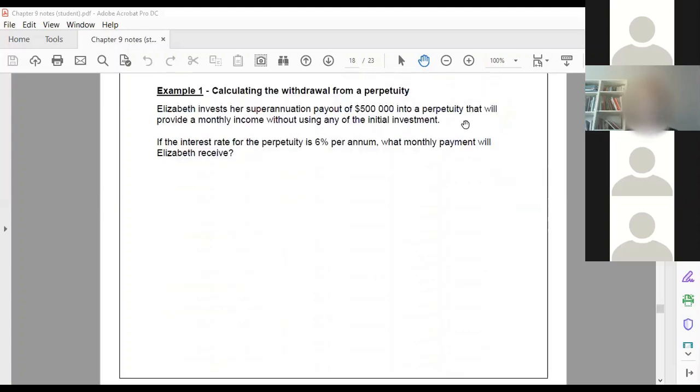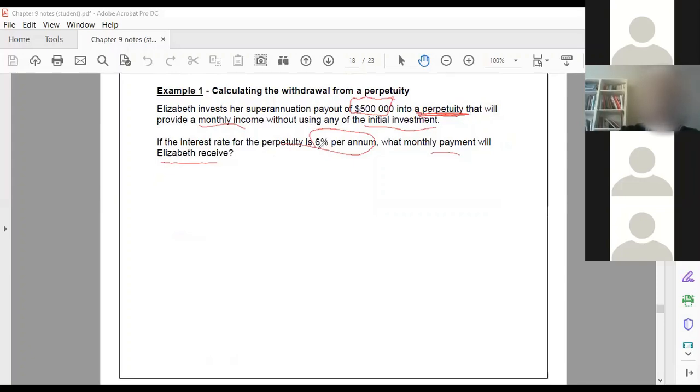Okay, example 1. Elizabeth invests her superannuation payout of $500,000 into a perpetuity that will provide a monthly income without using any of the initial investment. Well, that's what perpetuity means. If the interest rate for the perpetuity is 6% per annum, what monthly payment will Elizabeth receive? Okay, well, we can do this just using the rule. We don't need to put this one in our calculator because it's a straightforward one.